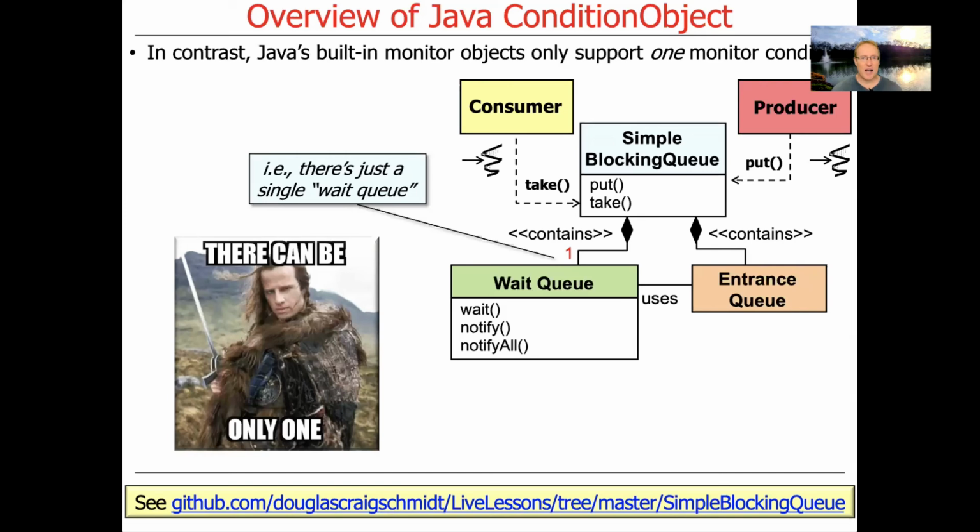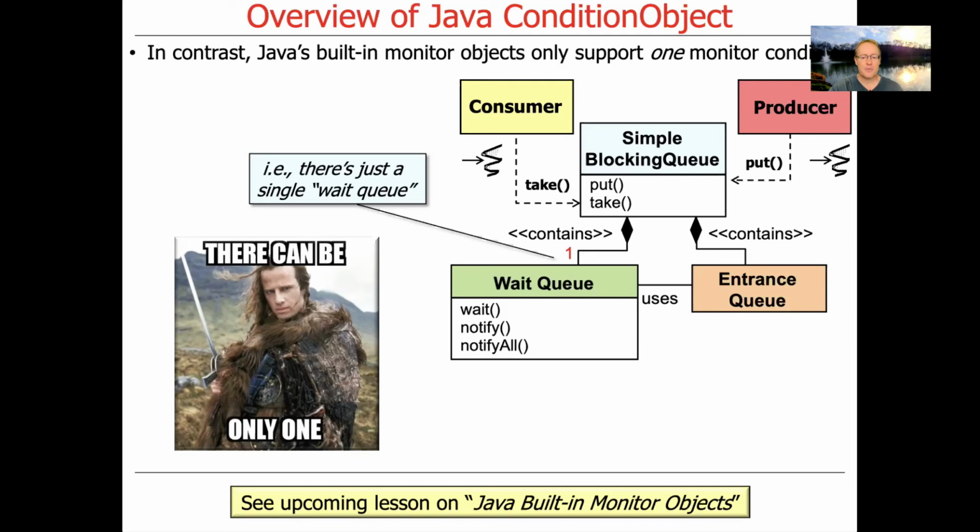In contrast, Java's built-in monitor object only supports one and only one monitor condition. In particular, there's just a single wait queue for a classic Java object, which is why they had to build these extra features into the Java class library in later versions of Java to support the more sophisticated use cases. And we'll talk about Java built-in monitor objects and monitor locks and monitor conditions more when we get further along.